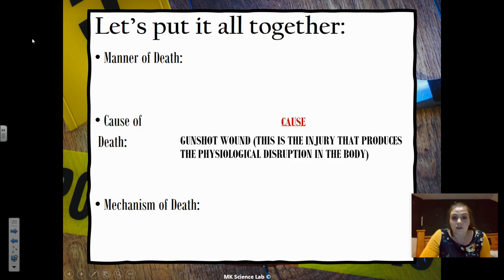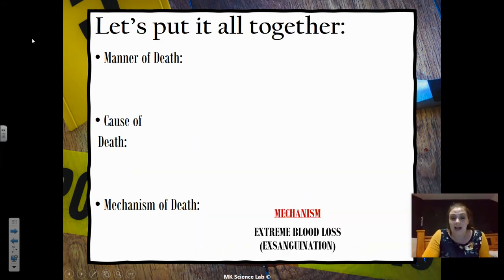The cause of death is a gunshot wound. This is what happened to him. It is the injury that produces the physiological disruption in the body. So cause of death, he was shot. Now the mechanism of death: how did he actually die? What happened in his body that made his body stop working? It was blood loss. Lack of blood causes the heart to stop beating.